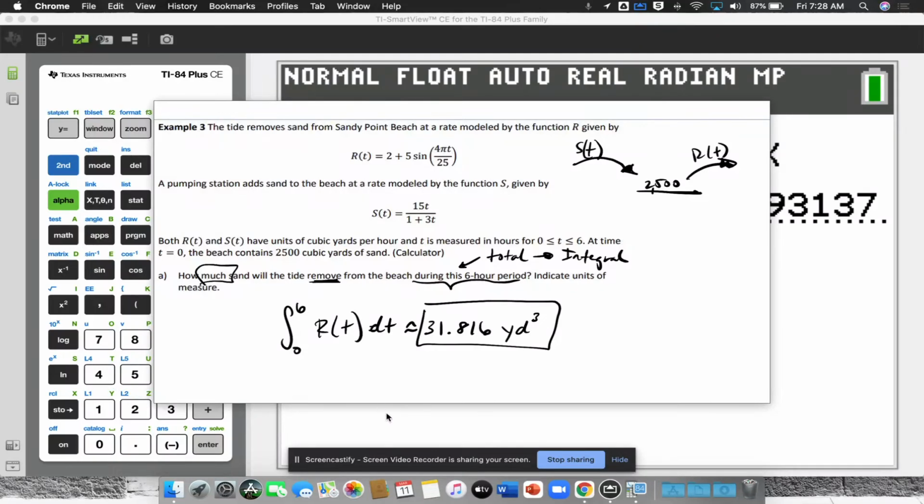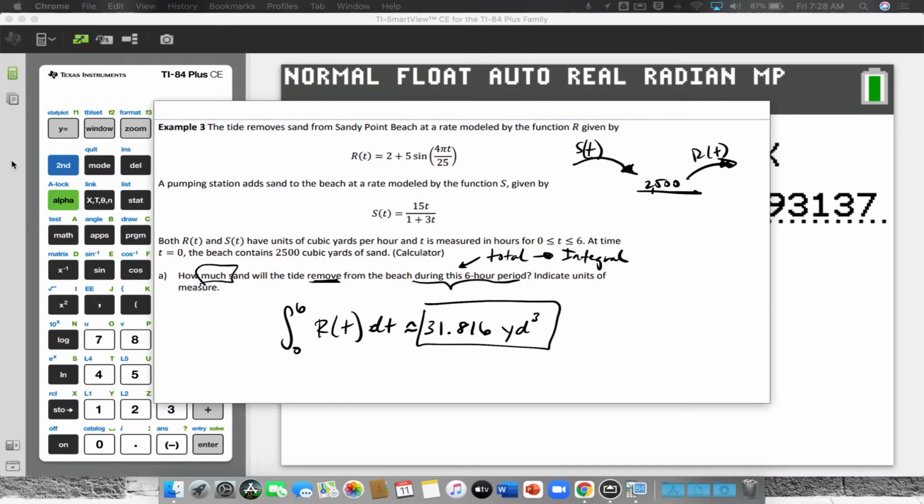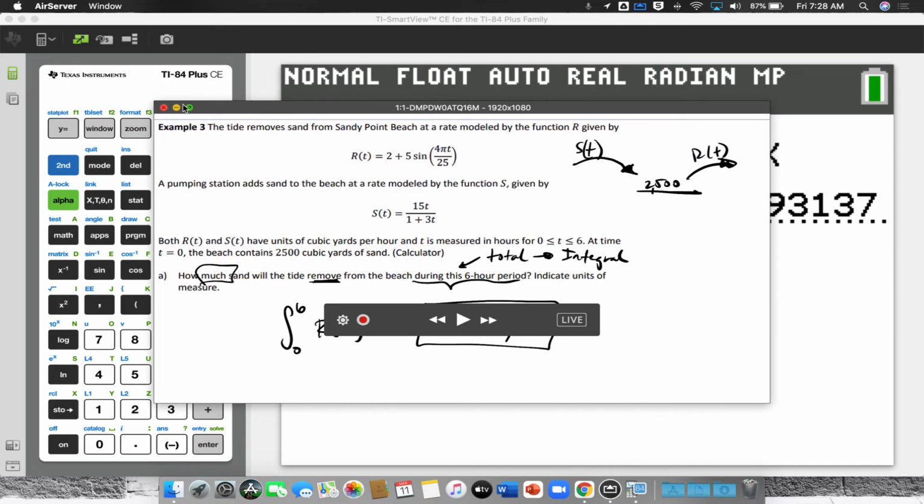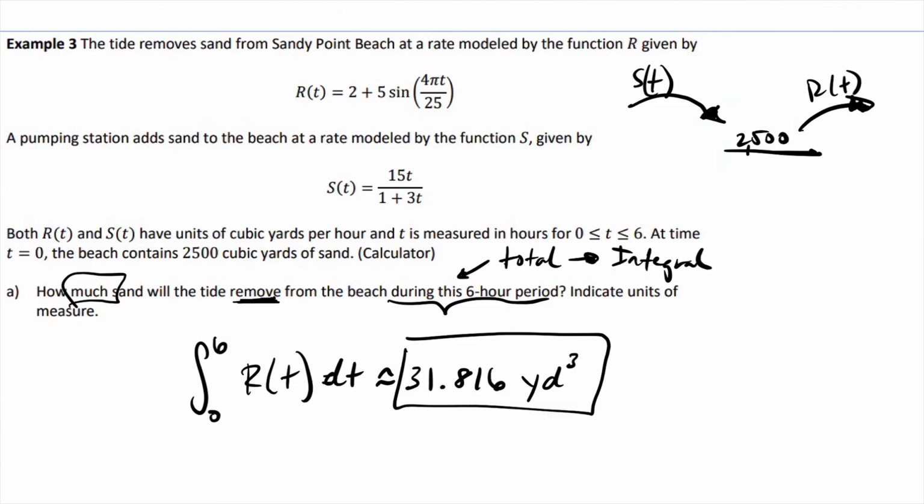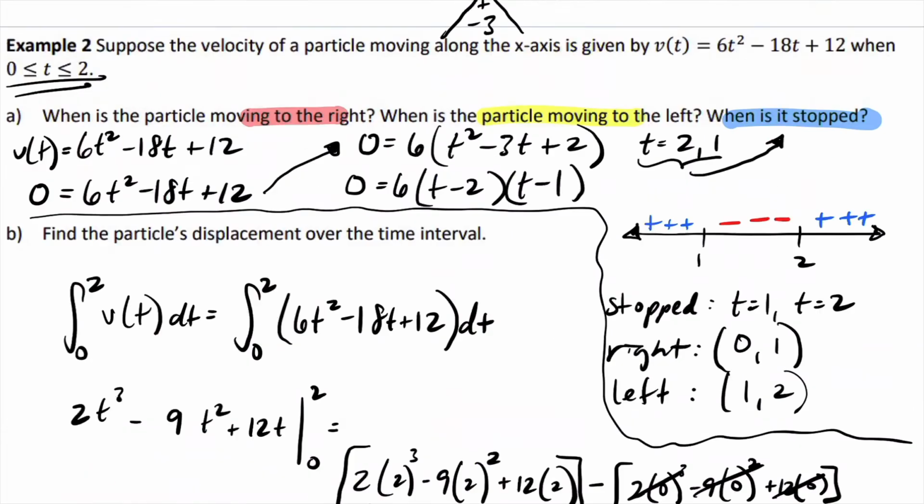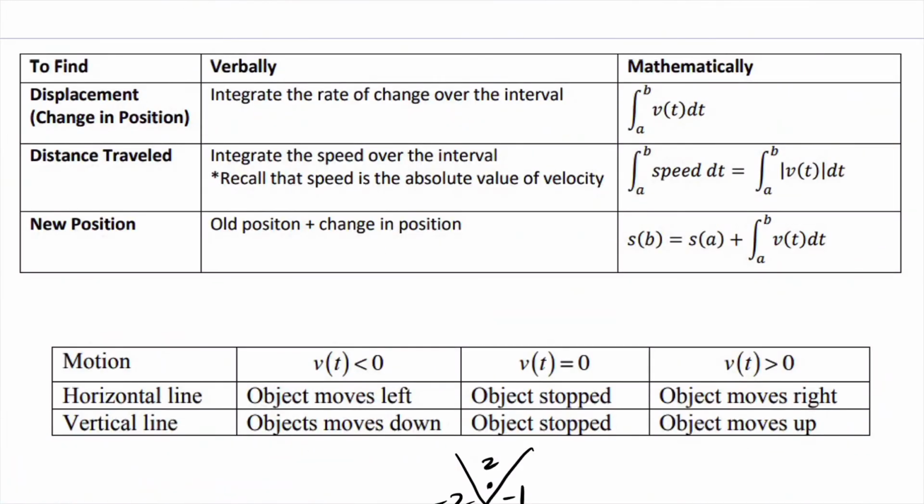All right. So last problem we finished on was 3A. Okay, so real quick, just to go over what we were doing yesterday. We started out with some velocity, acceleration, position type stuff, but essentially this is the three things we're doing: displacement, change in position. So integrate the rate of change over the interval, over whatever interval they give you.